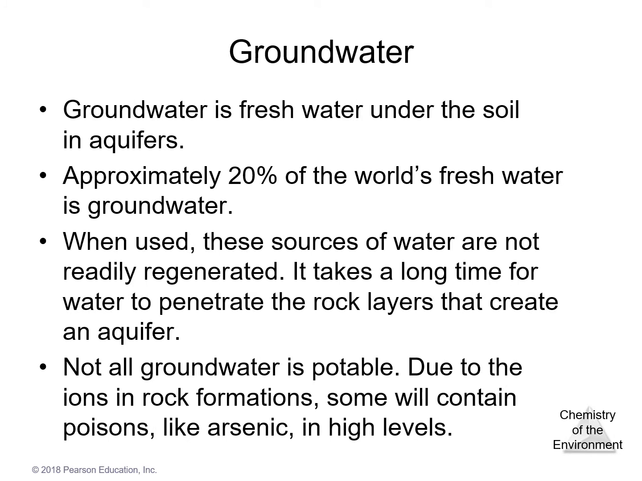Groundwater is fresh water under the soil in aquifers. Approximately 20% of the world's fresh water is groundwater. When used, these sources are not readily replenished. It takes a long time for water to penetrate the rock layers that create an aquifer, and not all groundwater is potable due to the ions in rock formations. Some will contain poisons like arsenic in high levels. So some of it is not drinkable.